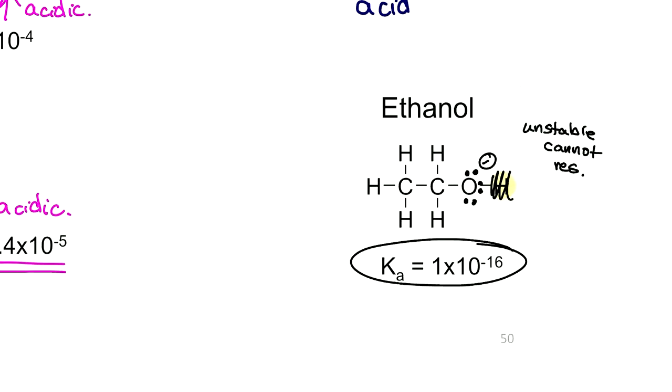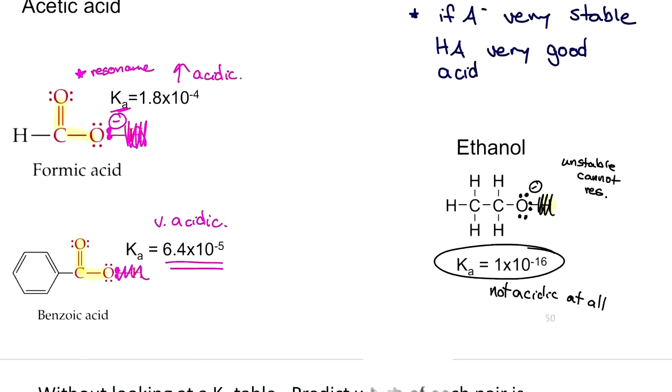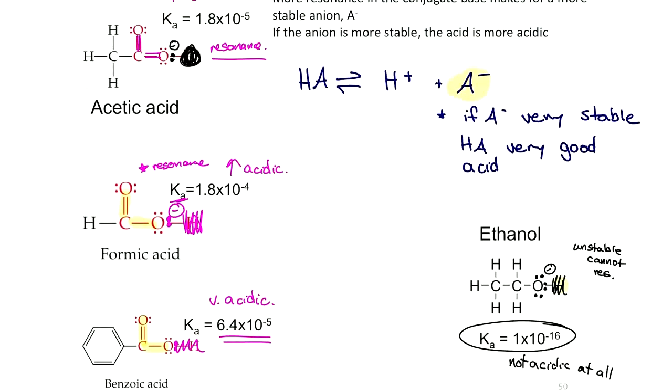So look at that Ka value. Is ethanol acidic? That Ka value is really small. It's super, super small. So ethanol is not acidic at all, because it cannot undergo resonance when we take off that proton. Protons are more likely to pop off and act like an acid if the conjugate base that's left behind is really stable on its own.